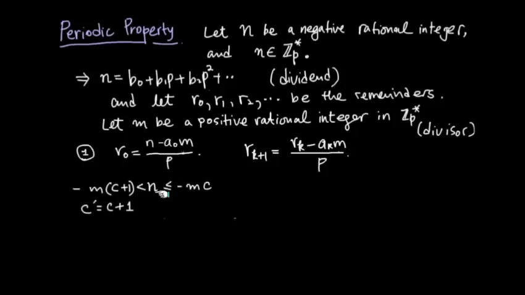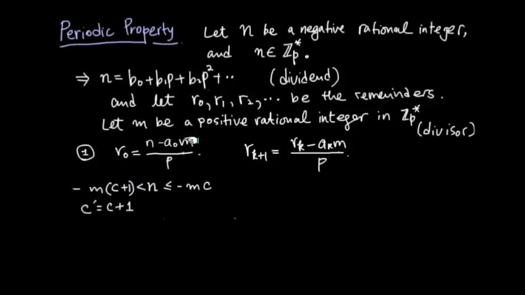The starting point is this. We got to know something about this n. So n is trapped in between negative m times c. This is one integer multiple of m, and this is the next level to the left. So there should be a c in between that n belongs to. So I'm going to abbreviate the c plus 1 with the c prime.